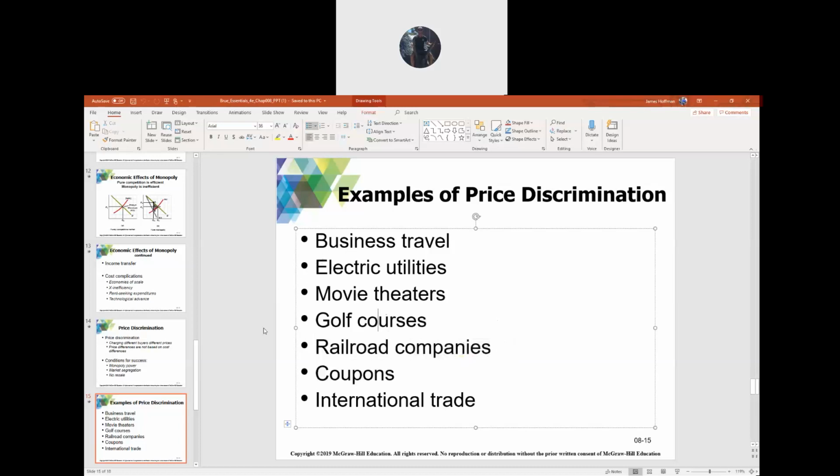So the key here is the firm is selling the same good or service at different prices to different groups. Now, if you look at first class versus economy, that's a whole different service, and that doesn't count. It has to be the same good or service sold at different prices. If it's not the same service, then it doesn't qualify.